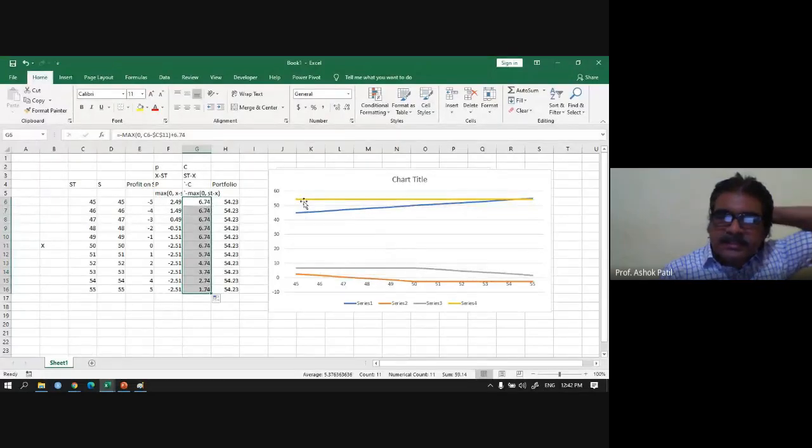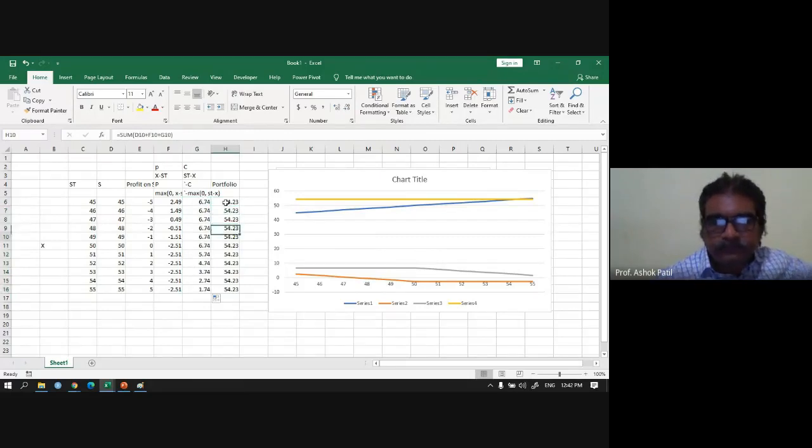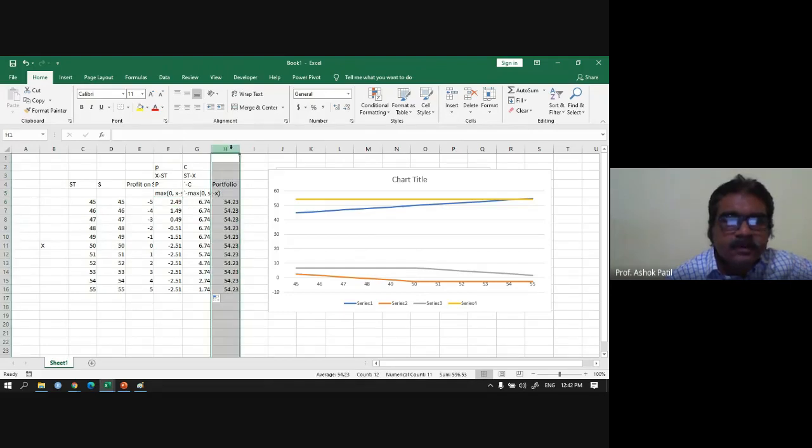But nevertheless, it is a straight line. It remains fixed, at 54.23. With the payoff, only the shifting of the line will happen. Even if you consider profit and loss instead of payoff, the line is just getting shifted. The important point to remember is that whatever we are doing here, the portfolio value is constant. This is the main part which we are proving.